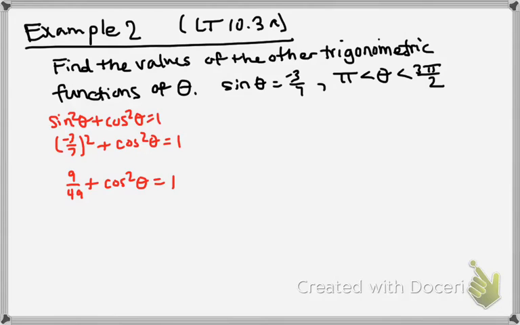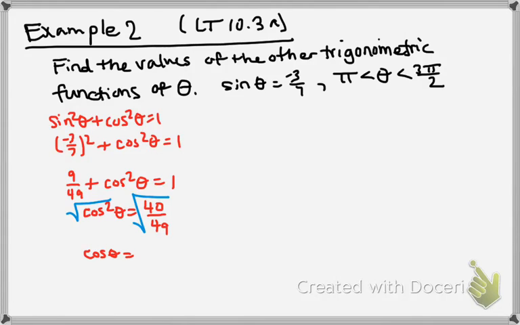So now I'm going to subtract over that 9/49 and get that the cosine squared of theta is equal to 40 over 49. The last thing I need to do is go ahead and take the square root of both sides. I'm going to take the square root here and the square root here. And when I do that, on the left side I end up with just a cosine of theta.